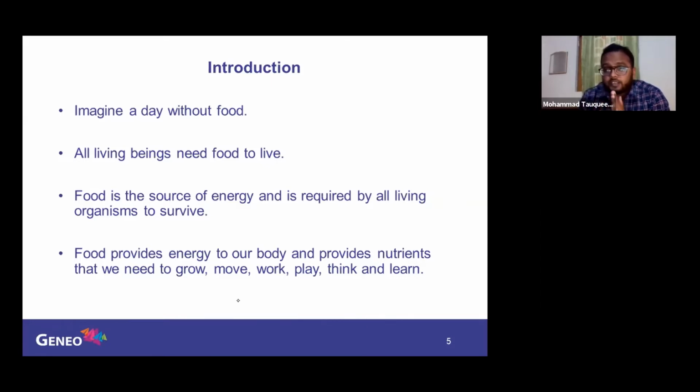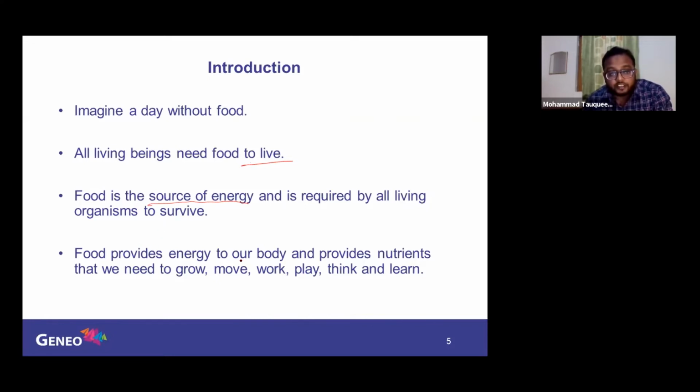If a human is not dead, it means it has energy. It can walk, it can run, it can speak, it can do anything. But if he is dead, he can do nothing. That's why food is necessary to live. It's important. Next, food is the source of energy, that I am explaining here. If you take food, it provides energy, and energy is required by all living organisms to survive. So this is very important: food provides energy to our body, and it is required for our survival.